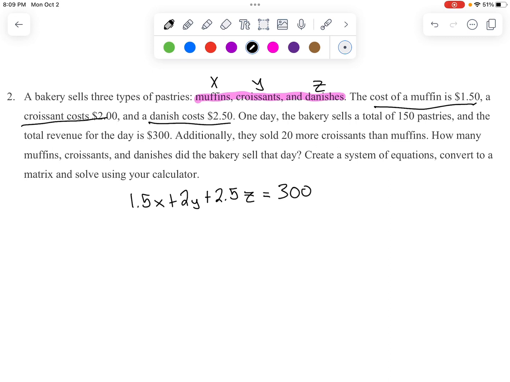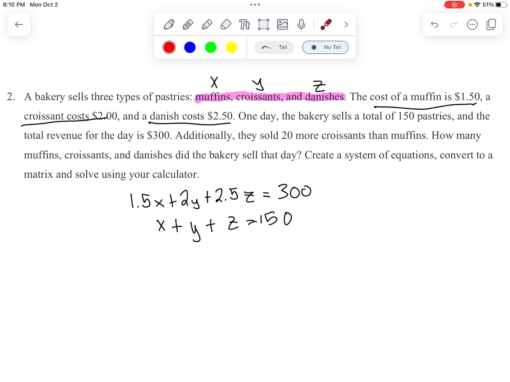Okay, now, how we figure out what to use for the rest of the equation is our question's asking how many muffins, croissants, danishes did the bakery sell that day. So I want to know how much of each item I sold. Okay, and I know that I sold a total of 150 pastries. So what I can say is hey, X plus Y plus Z is equal to 150. Because if I sold X muffins and Y croissants and Z danishes, that should add up to 150 pastries because all of these are pastries.